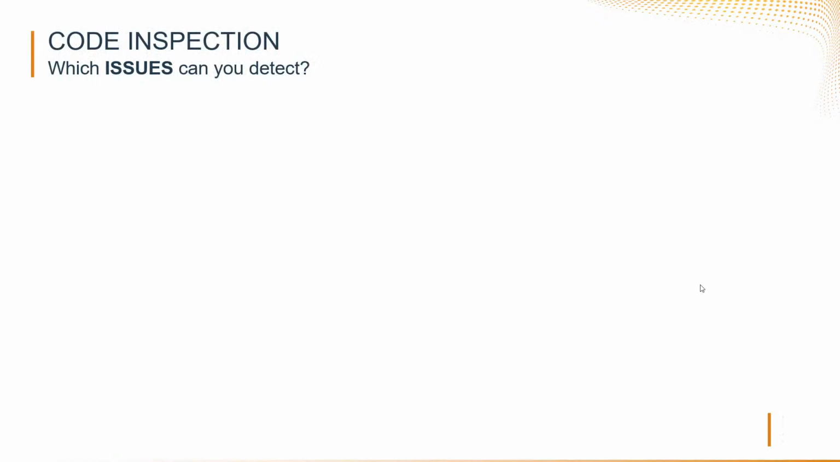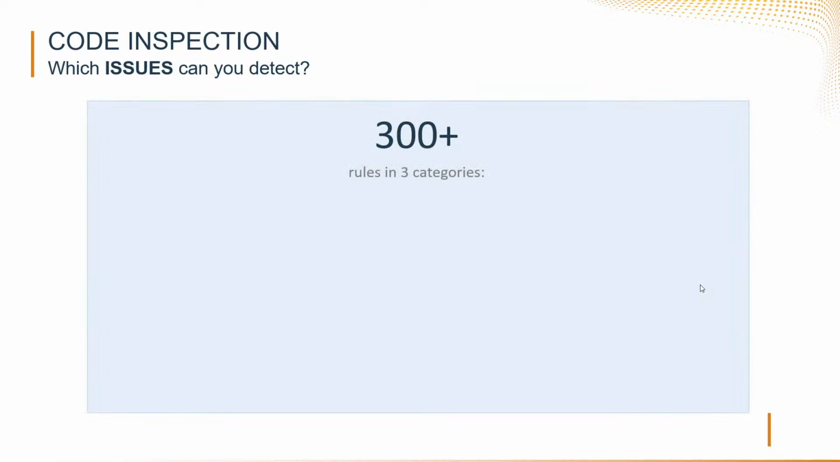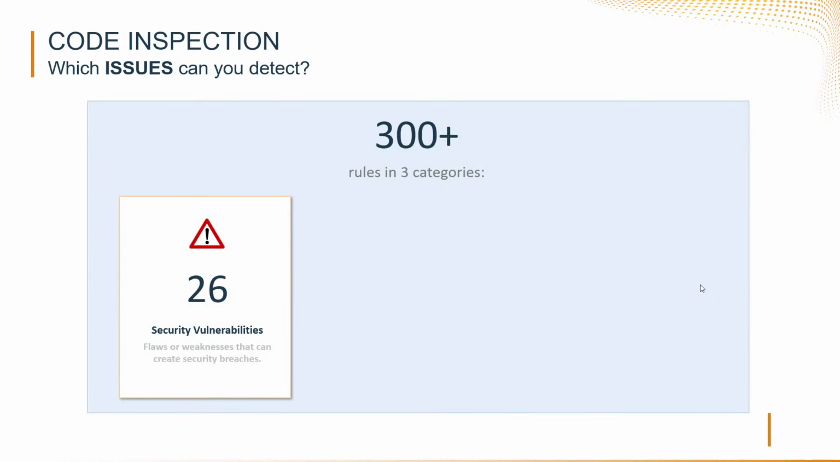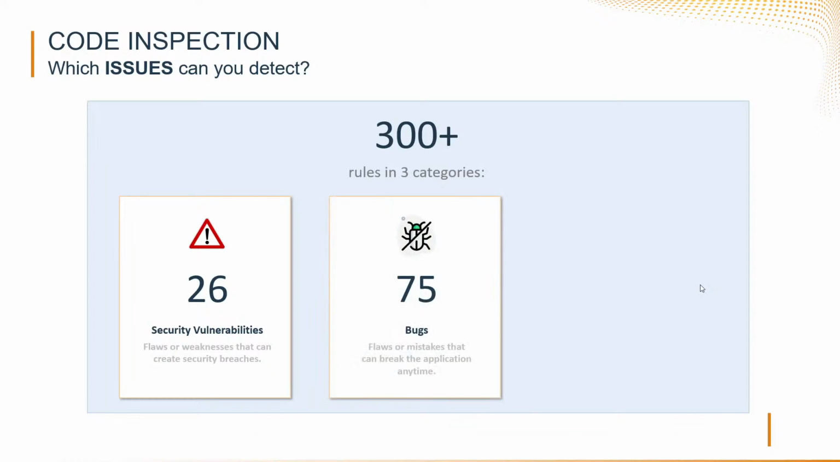So what kind of issues can you detect? If we talk about Visual Expert, we now have about 300 rules spread in three categories. Number one, security vulnerabilities. That's meant to improve the security of your code, to find weaknesses that can create a security breach if you do not fix them.